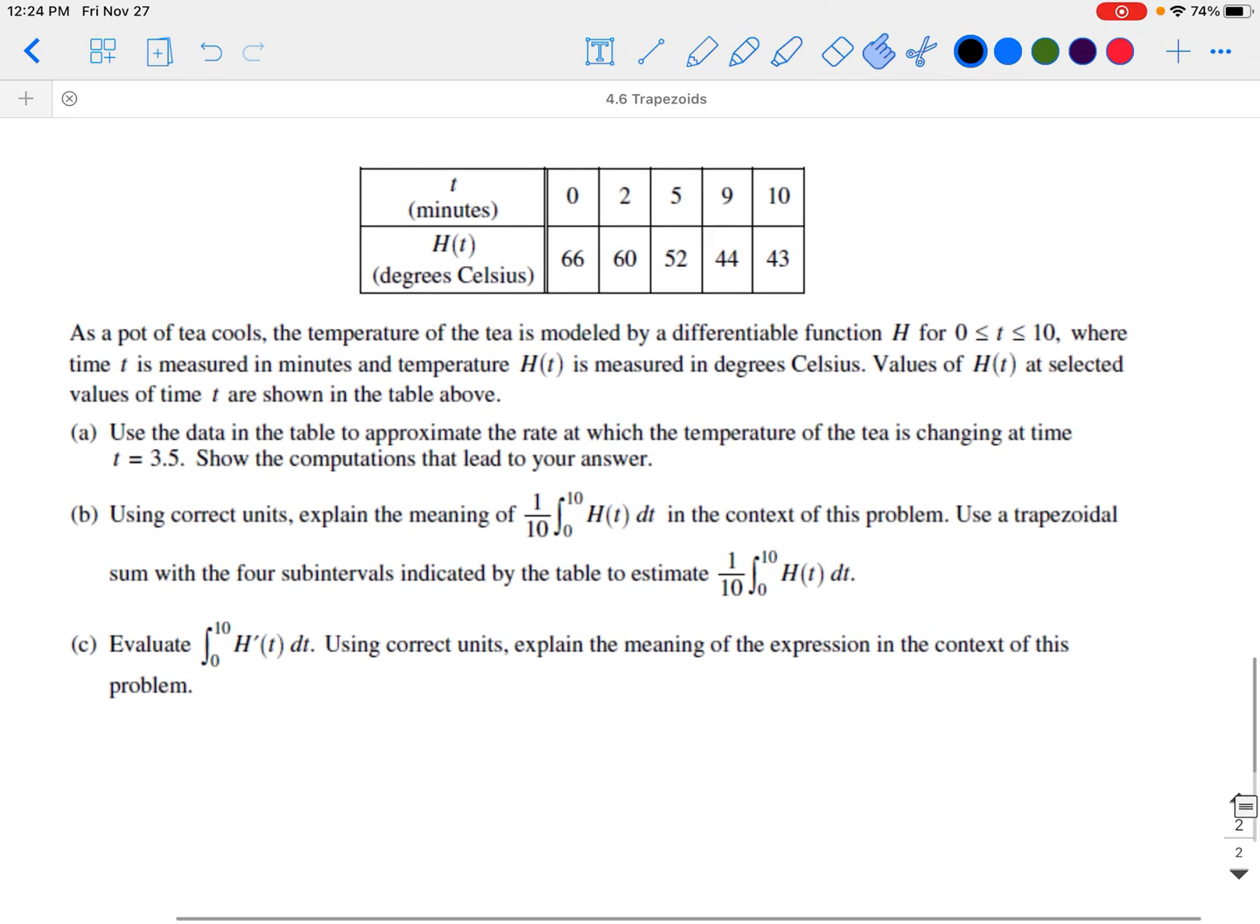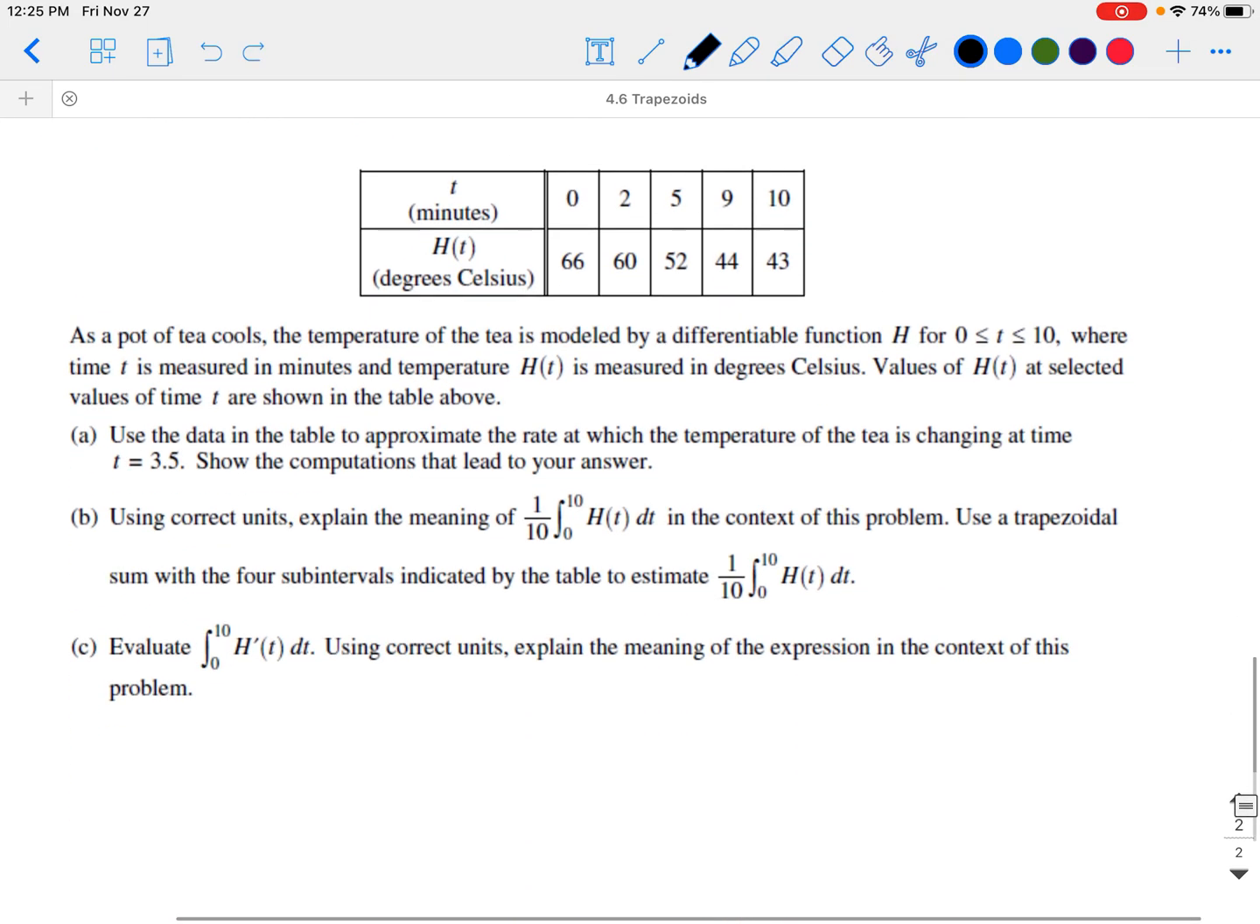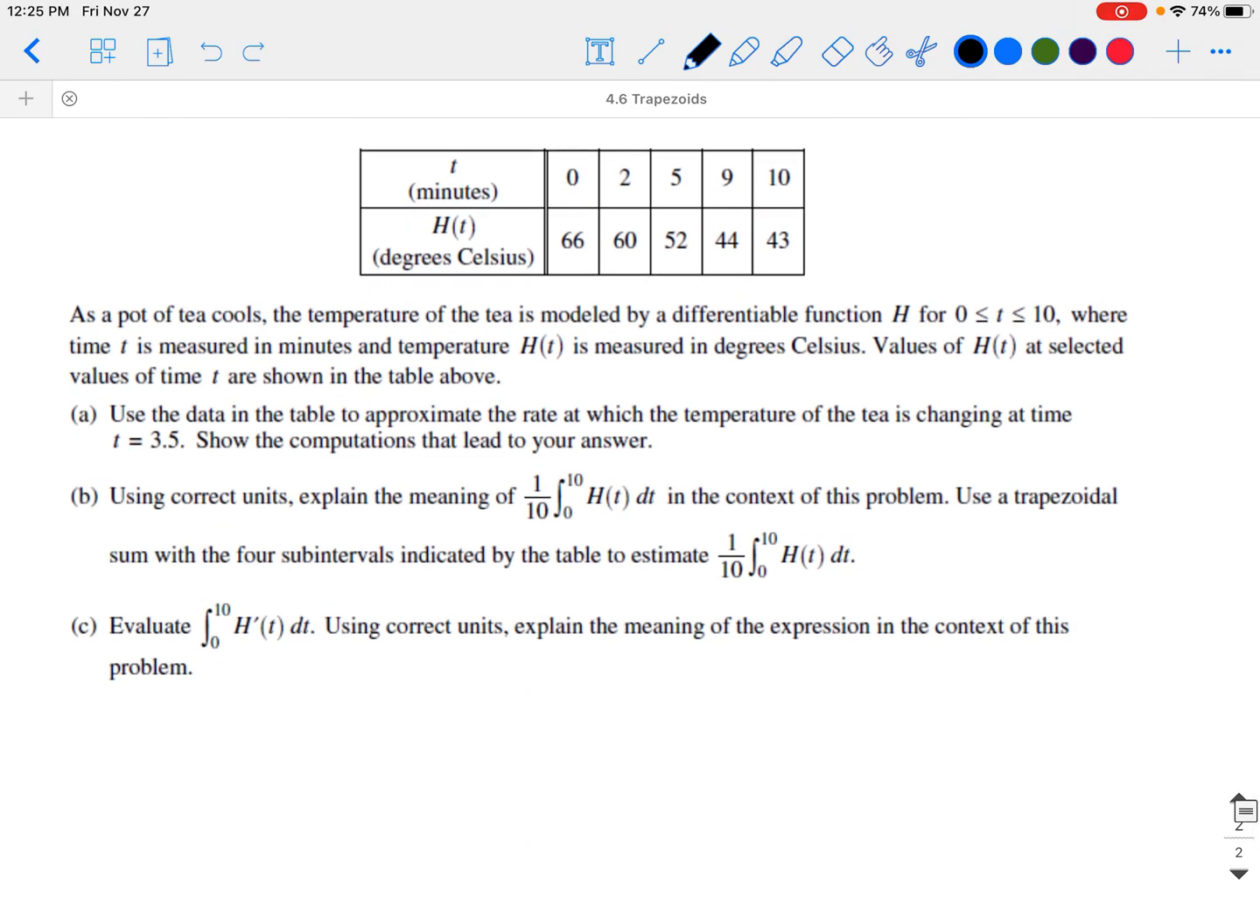So we've got a pot of tea cooling, and the temperature of the tea is modeled by this differentiable function h, which we have a table of information here on. So we've got degrees Celsius for our table, and we know that it's between 0 and 10 minutes. So we want to figure out some information about this pot of tea as it cools.